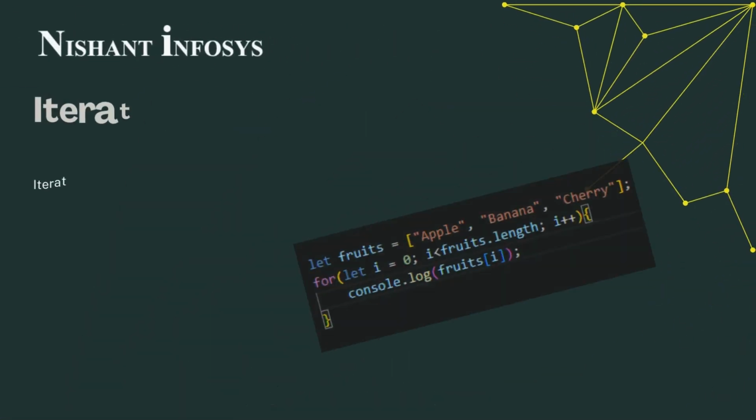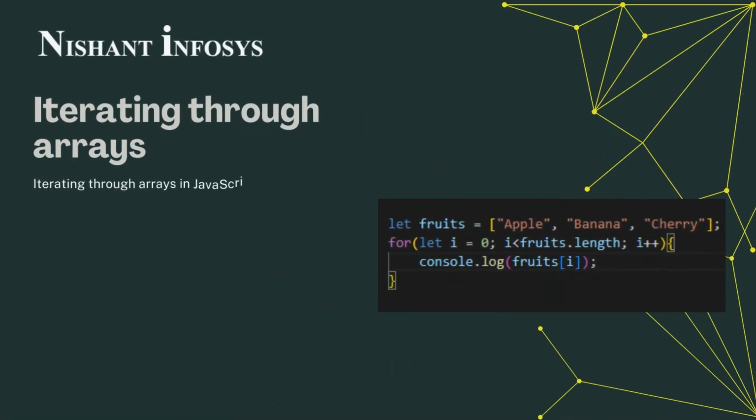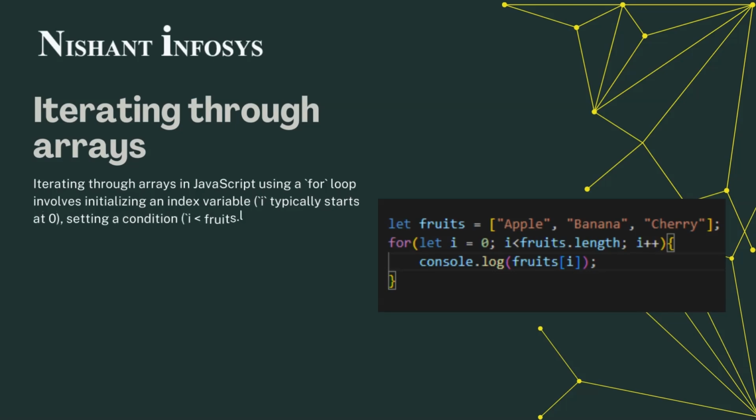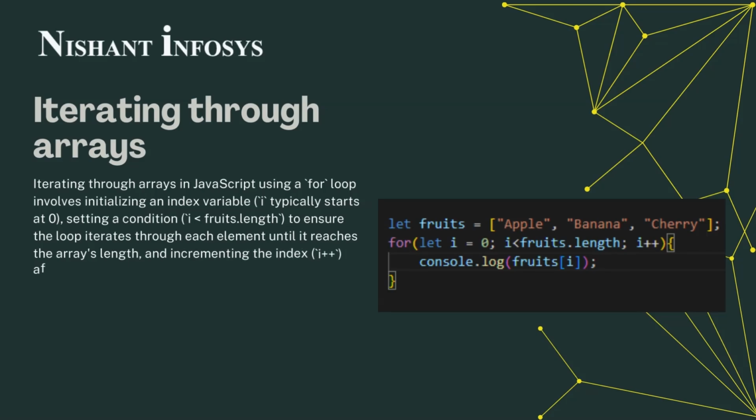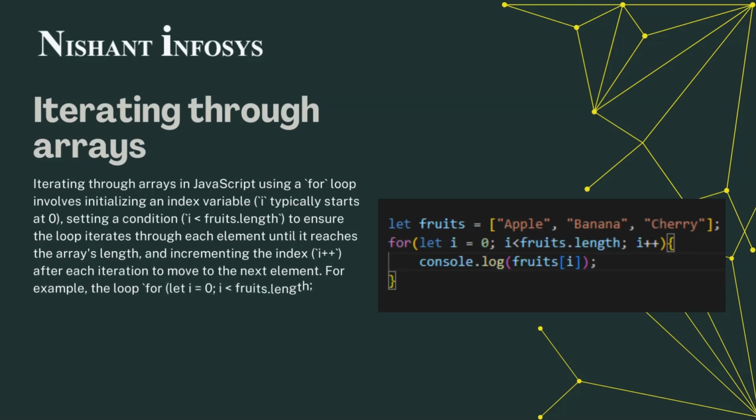Now, let us see how we can iterate through arrays with the help of for loop. Iterating through arrays in JavaScript using a for loop involves initializing an index variable, i, which typically starts at 0, setting a condition, i < fruits.length, to ensure the loop iterates through each element until it reaches the array's length, and incrementing the index, i++, after each iteration to move to the next element.